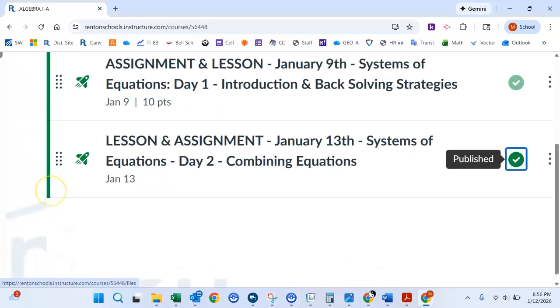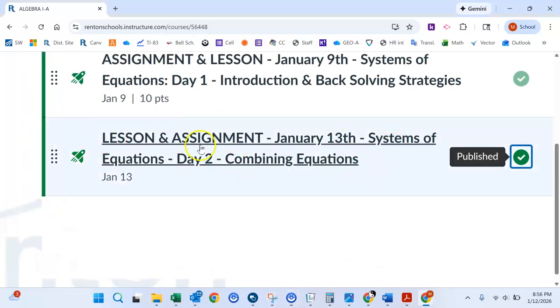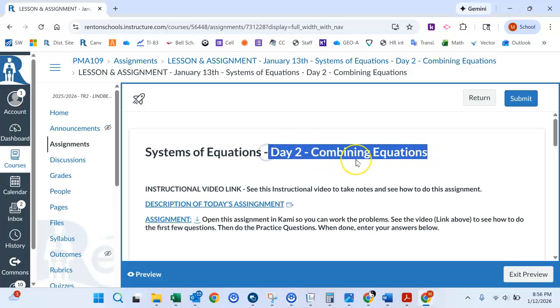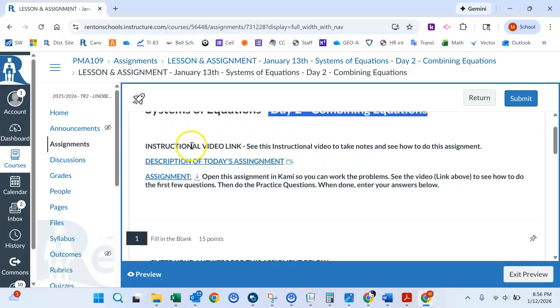Okay, hello. Our assignment today is going to be Systems of Equations, Day 2, Combining Equations, so please open that. Okay, so here's our assignment. That's what we're doing today, Day 2, Combining Equations. So when you get there, you're watching the video right now, but I want you to open up this link right here.